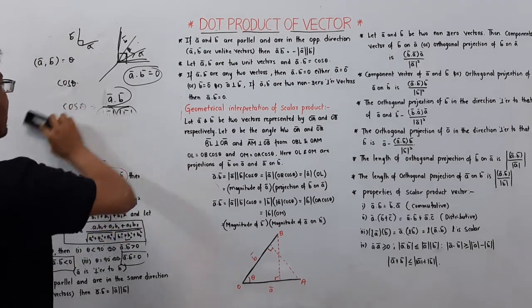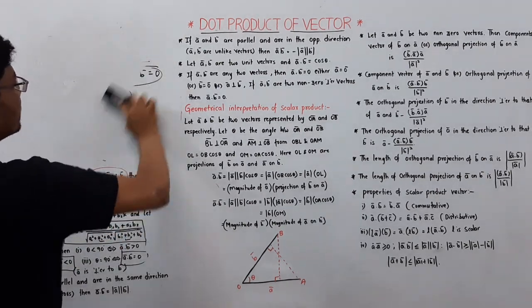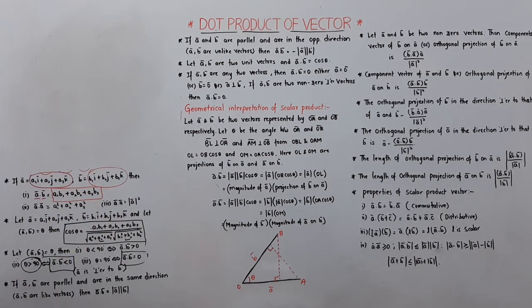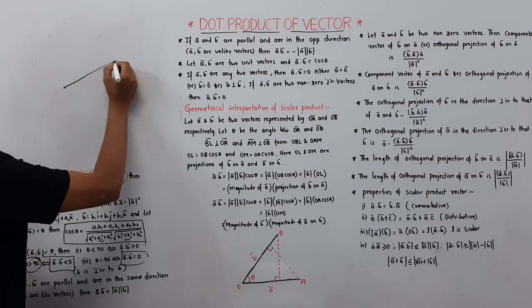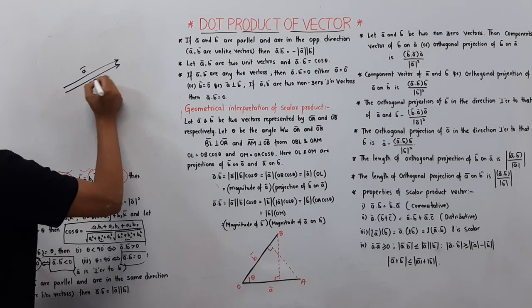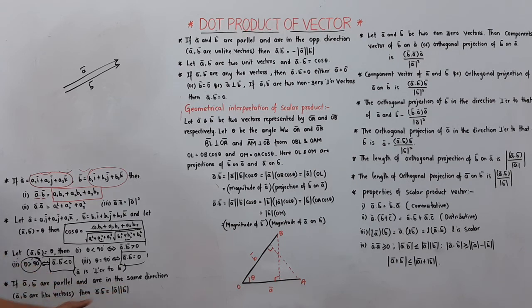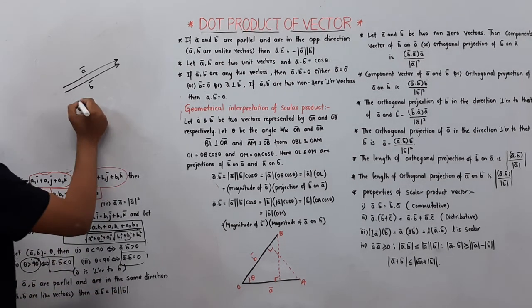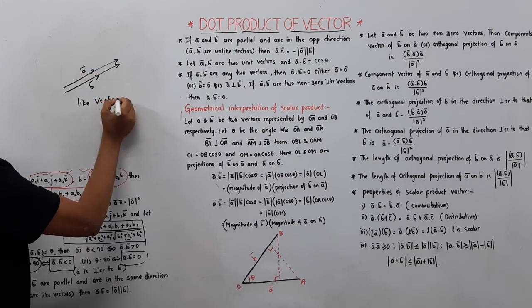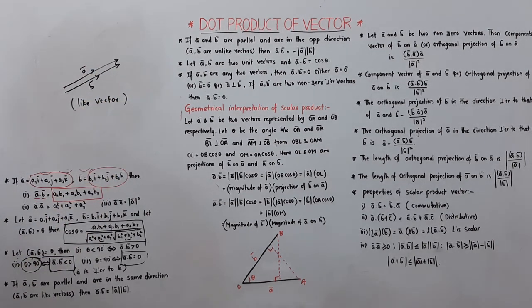We have three conditions for the angle between two vectors, in terms of A bar dot B bar. Now the last point: if A bar and B bar are parallel, in the same direction, here this is A bar and this is also B bar. If they are parallel in the same direction, they are called like vectors.